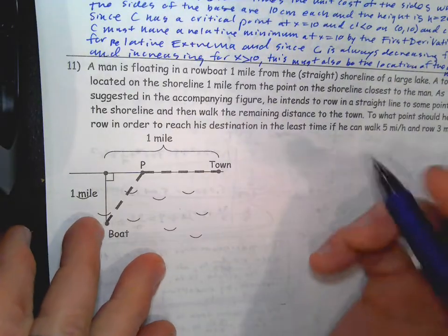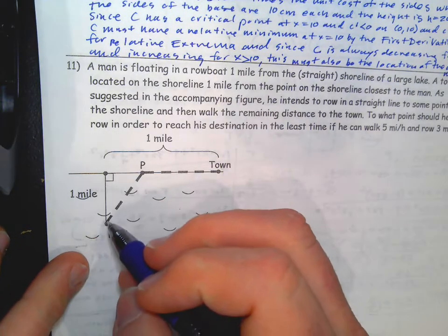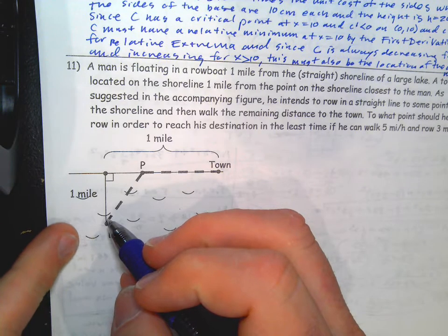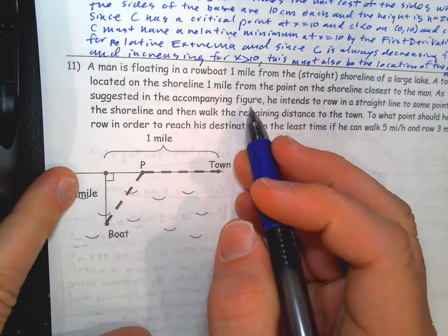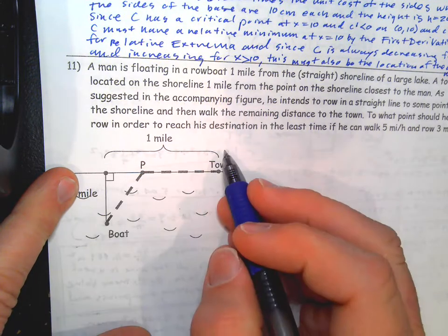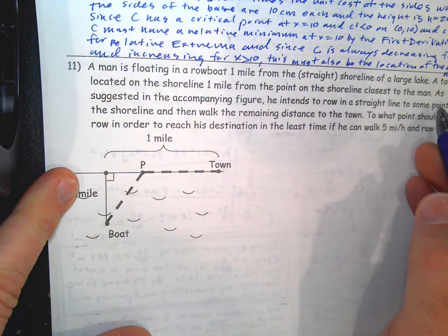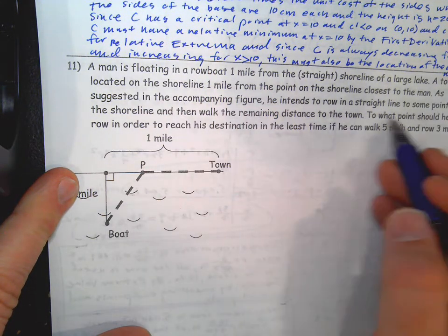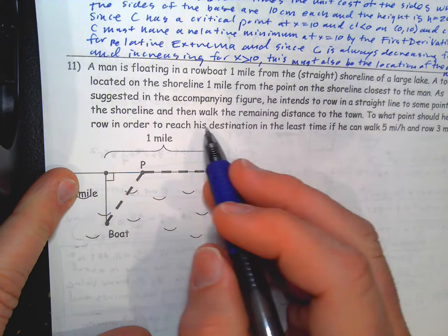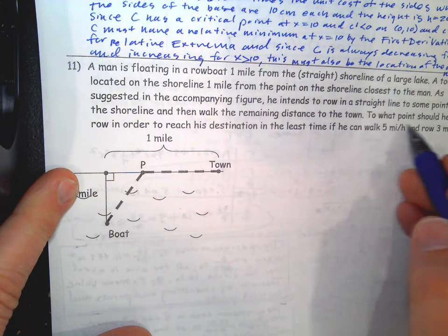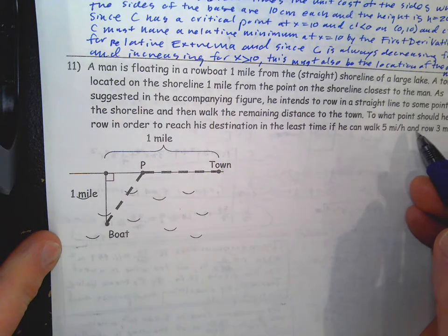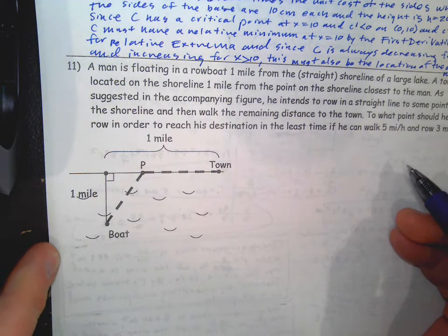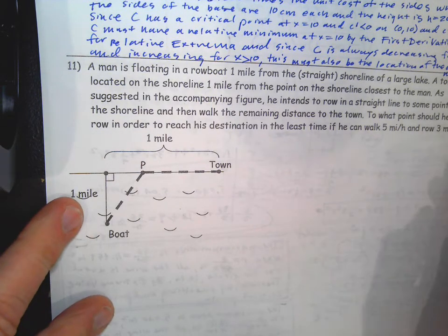A man is in a rowboat 1 mile from a straight shoreline. A town is located on the shoreline 1 mile from the point on the shoreline closest to the man. He intends to row in a straight line to some point P on the shoreline and then walk the remaining distance. To what point should he row in order to reach his destination if he can walk 5 miles an hour and row 3 miles an hour?